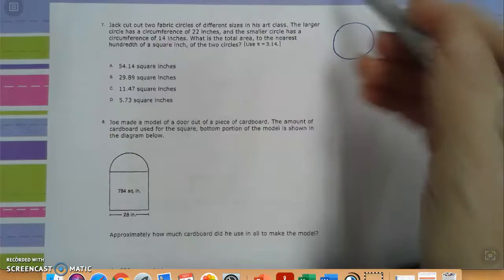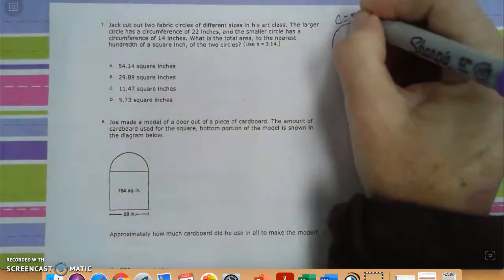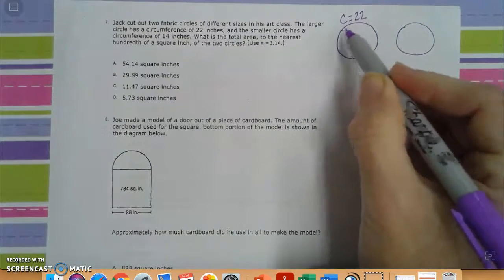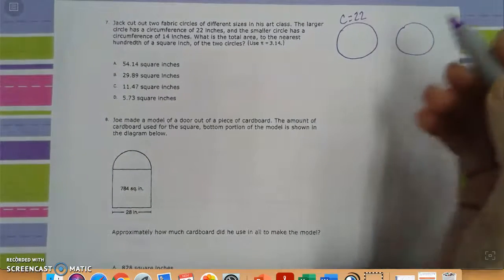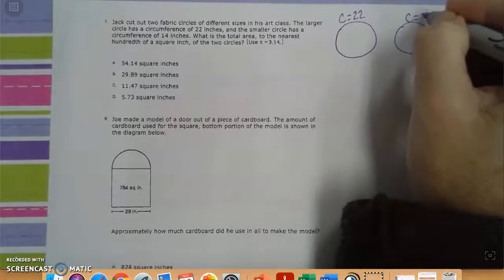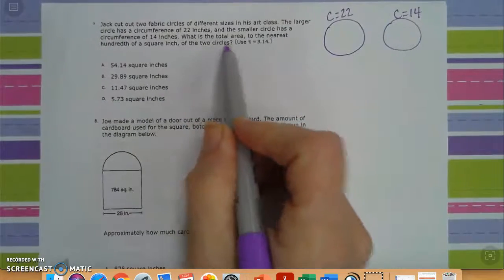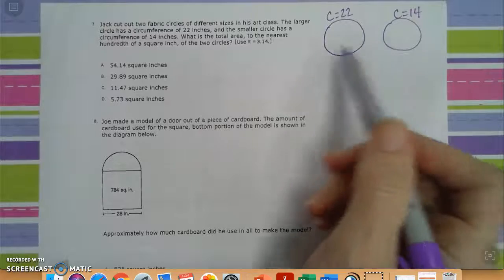It says that the larger one has a circumference of 22, so I'm going to put circumference equals 22. Remember, circumference is the outside of the circle. Okay, the smaller has a circumference of 14. I probably should have drawn it a little bit smaller, but that's okay. So now we're looking for the total area, so we need the area of both of those.